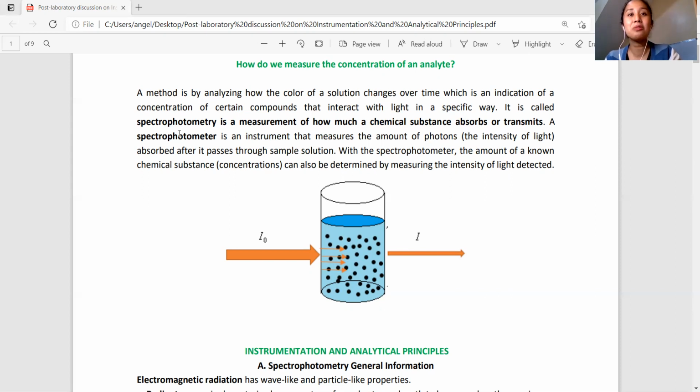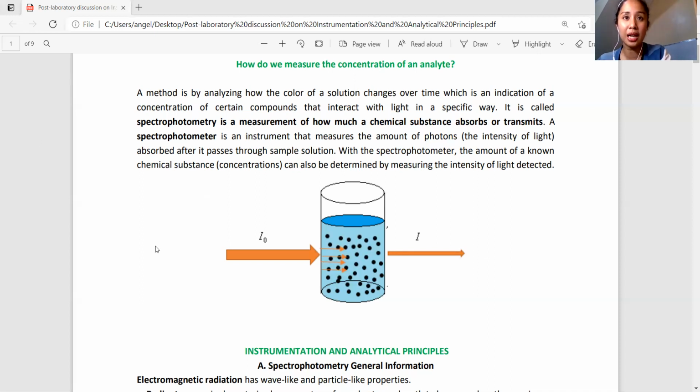So class, the engineers are really great. They use this principle to measure the concentration of the analyte. So ma'am, when the light is transmitted or absorbed, how do we measure it? Using a spectrophotometer. A spectrophotometer is an instrument that measures how much light is absorbed.